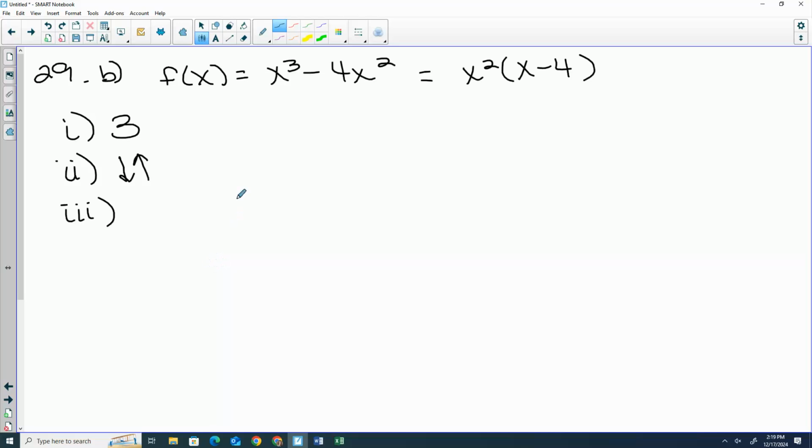Okay, third, any zeros. What would make x squared equal 0? 0, but because it's a square, multiplicity of 2. What makes x minus 4 0? 4. Okay, does the graph cross or bounce? So at 0 it will bounce. Yep. And at 4 it will cross.